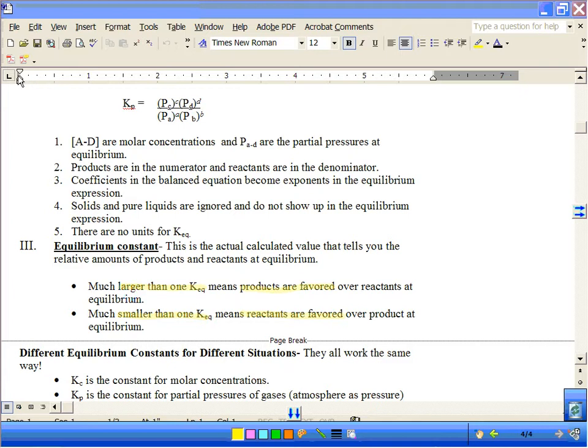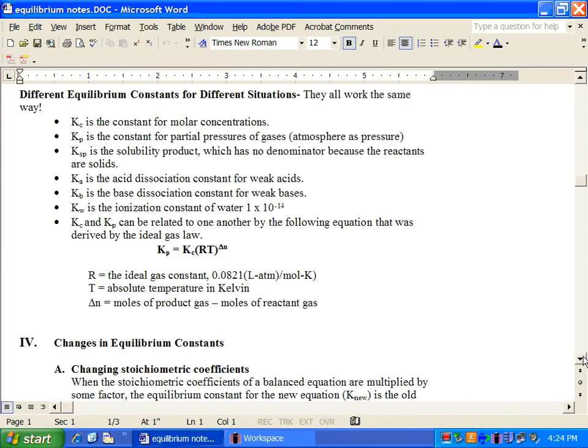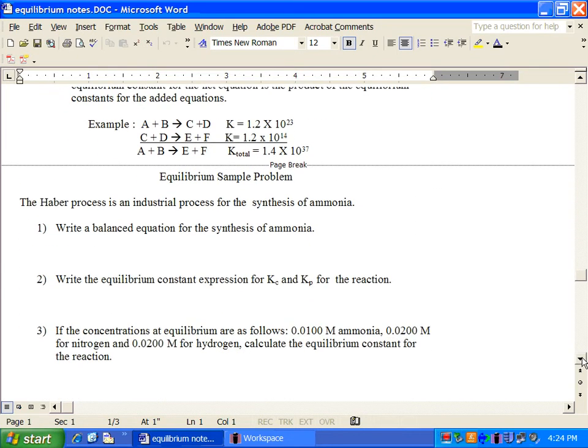Alright, so we're going to move on, and we're going to go down to the sample worksheet, and then I'll be coming back up. So I had this printed off. We'll be coming back to this in just a moment, and then we'll be coming back to Roman numeral 4. But we're going to look at the sample problem.